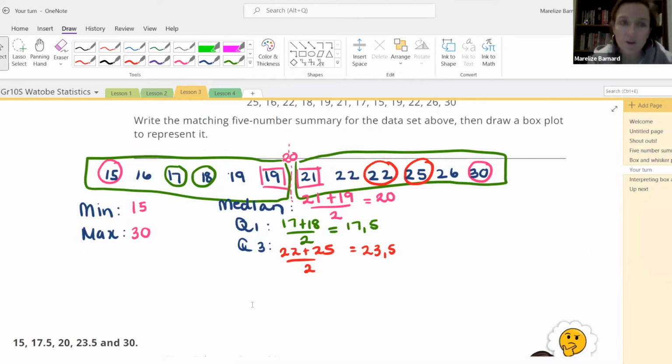Yeah, so that's very important. When you draw your box and whisker plot, you have to make sure that it is to scale, okay? So you have to look at your data. So for instance, here it's 15, 17.5, 20, 23.5. So maybe you want to draw from 10 to 35 and make every 1 centimeter 5 units on your ruler. But you have to choose a scale, and it has to be to scale.